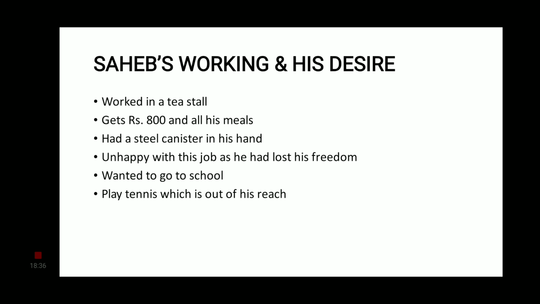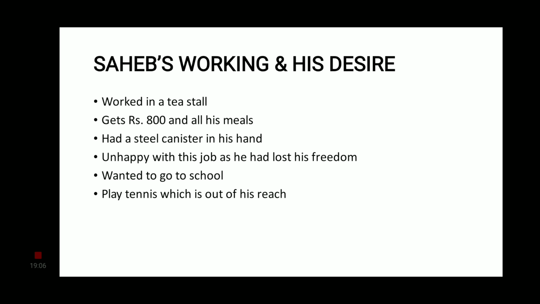Sahib's work. Where does Sahib work? He worked in a tea stall, as I told you. There he gets rupees 800 and all his meals. He had a steel canister in his hand, right? He was unhappy with his job. It is very surprising why he was unhappy. Because he had lost his freedom. The answer we get here is that because he had lost his freedom, that's why he is unhappy.